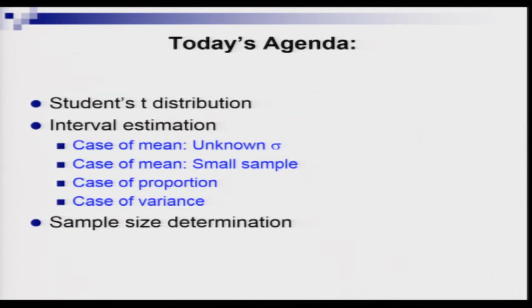So, let us have a look at today's agenda item first. We will start today's lecture with a brief discussion on a new probability distribution, and that is called Student's T distribution, and then we will continue our discussion on interval estimation. We will discuss the case of mean for unknown sigma, and then case of mean for small sample, and then we will also discuss the case of population proportion and case of variance. And finally, we are going to end today's lecture by having a discussion on sample size determination.